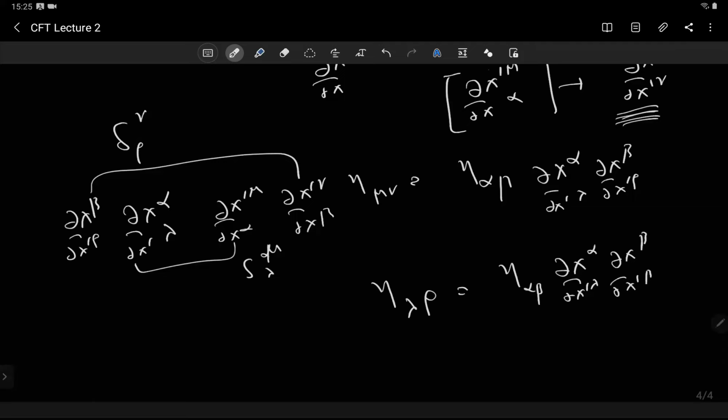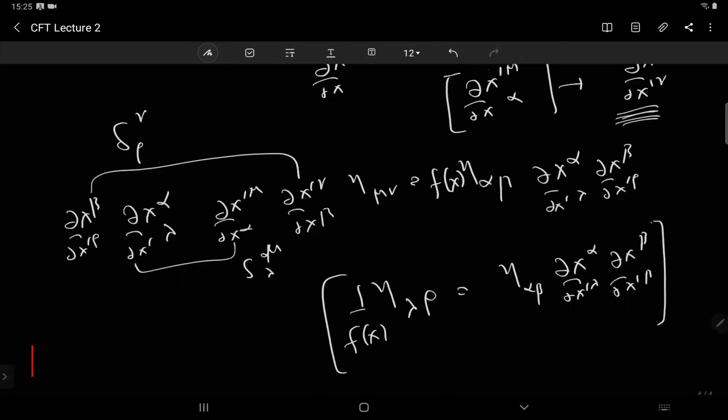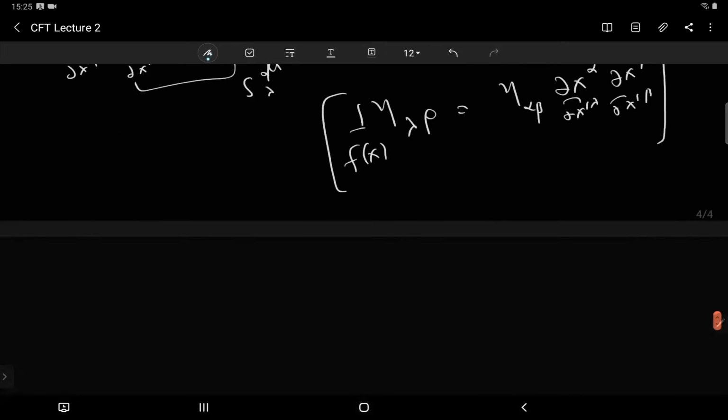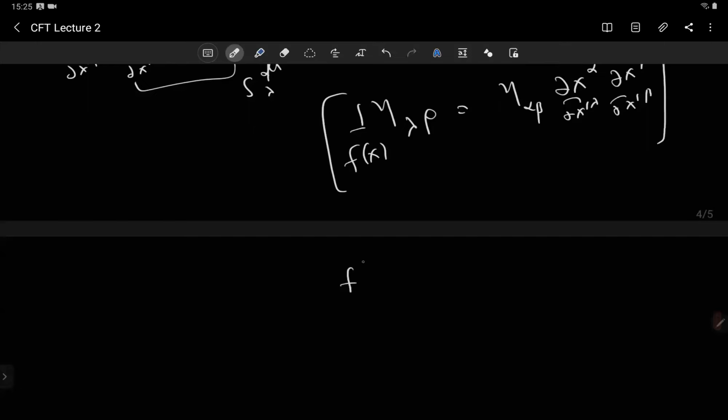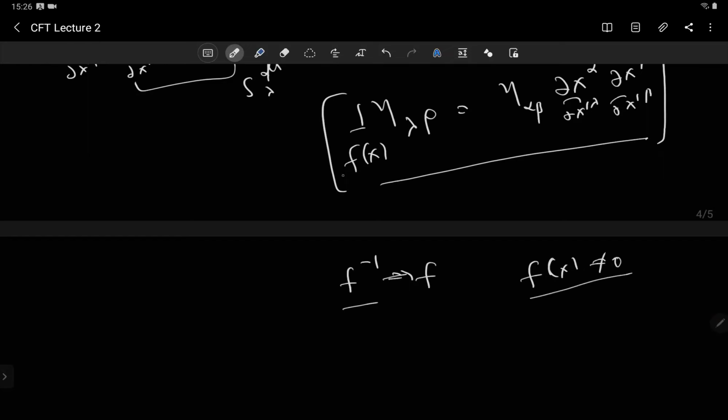Now of course there was an f of x. So if you divide this by f of x this way, you get this equation. So therefore the inverse transformation will have f inverse as the new f. It's also a conformal transformation, where the new f is 1 by f, as long as f of x is not 0.